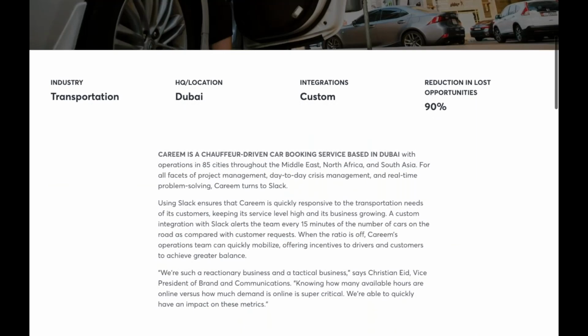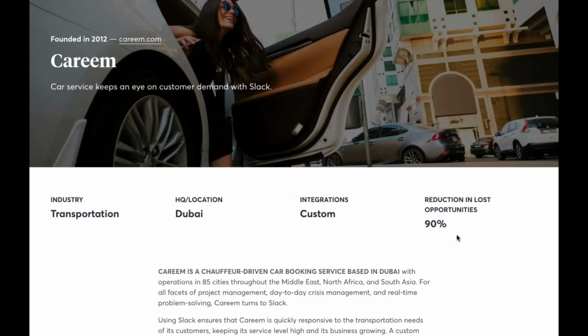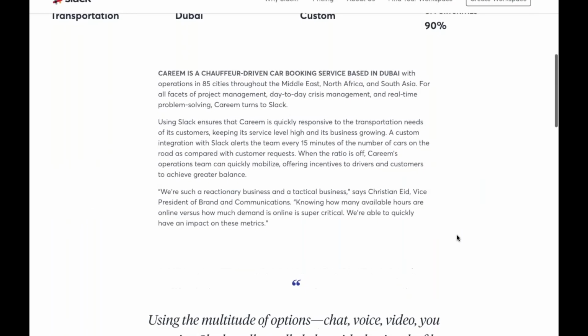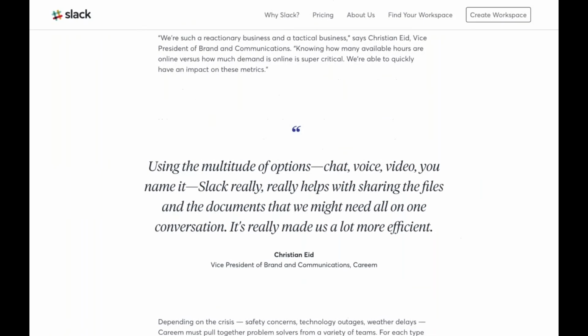I think this is a small example of how you can go about breaking down industries that your competitor might have cracked into, but you might not have cracked into. And now you can go ahead and find, so Kareem is a car service in Dubai, all of Kareem's competitors, put them on your list, start finding the decision makers, which are the VPs of branding and communications, and start targeting them.